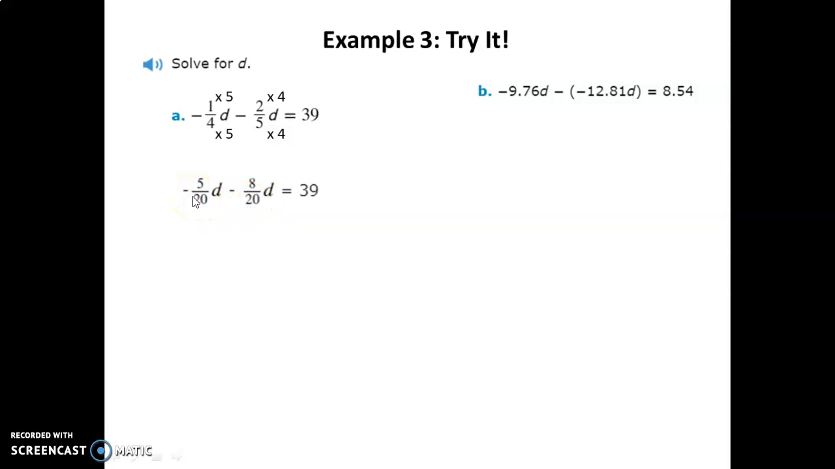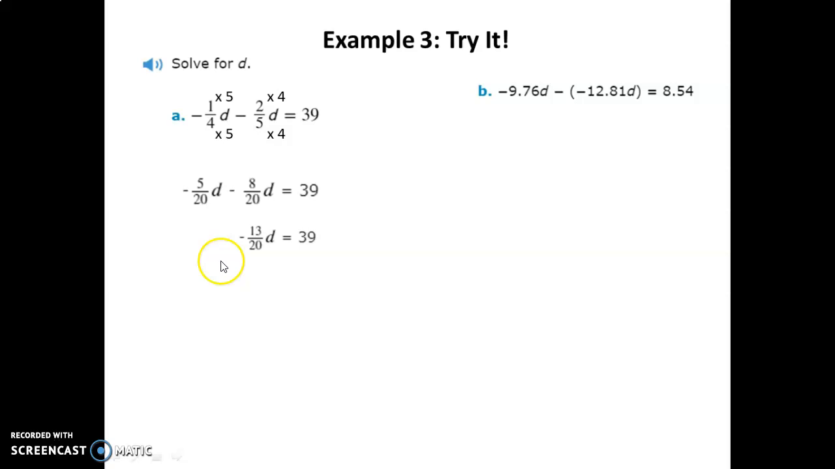When you combine like terms, you are going to be adding the fractions here because they're both negative. You want to think about this as negative 5 minus 8, which is negative 13. You keep the denominator the same, which is 20. So we have negative 13/20 of d equals 39.